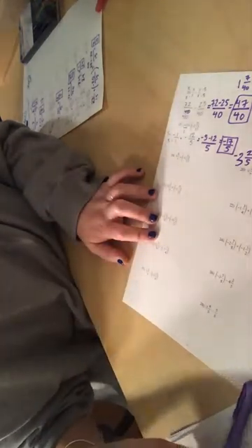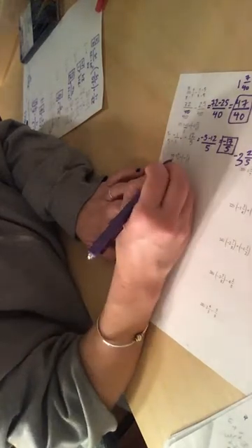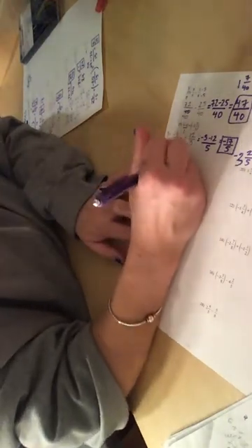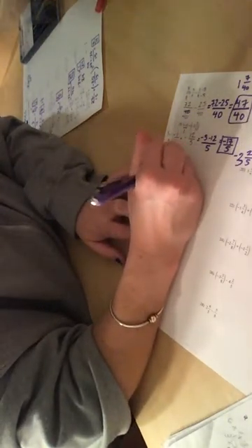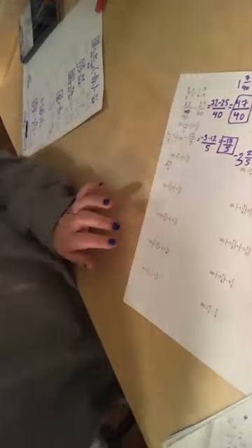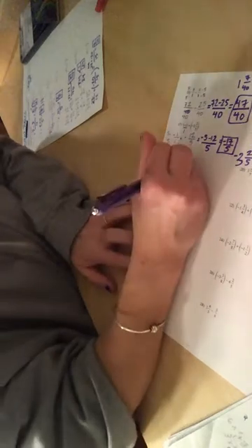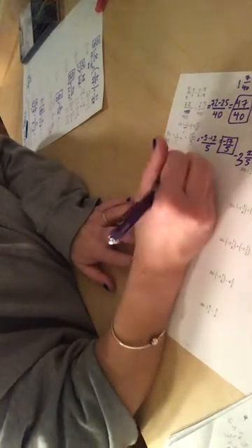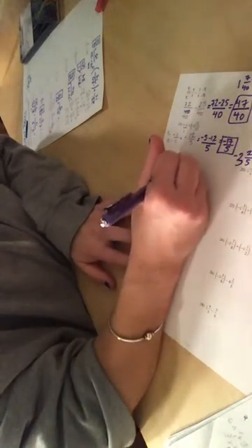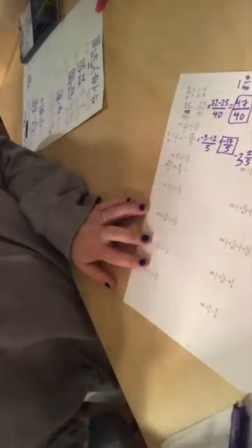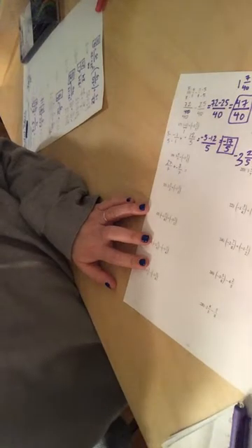Okay, next one. I don't like to work with the mixed numbers, so I'm going to rewrite it. So I have 3 times 7 is 21. All right, 3 times 7 is 21, and 21 plus 6 is 27 over 7. Okay, and then I have 1 times 7 is 7, and 7 plus 1 is 8. So I have a common denominator of 7.